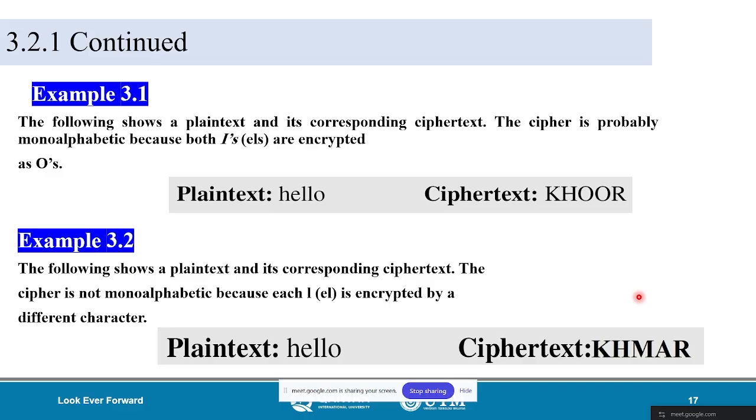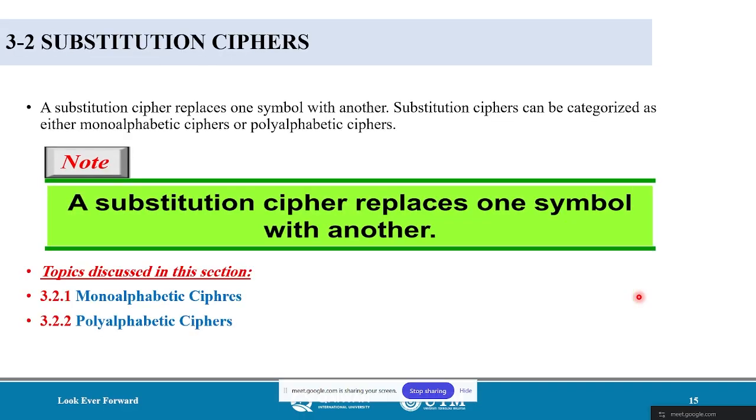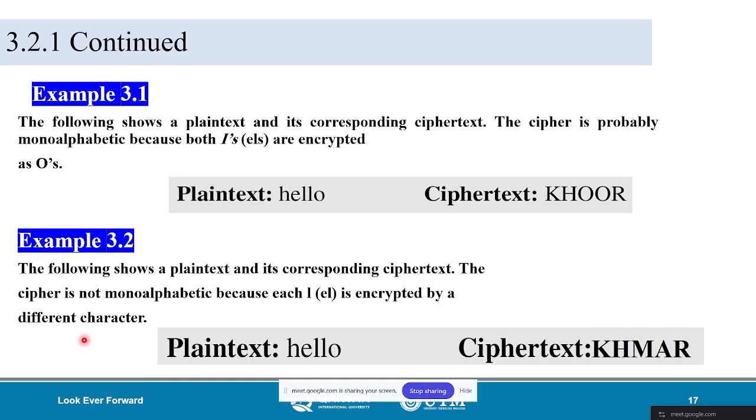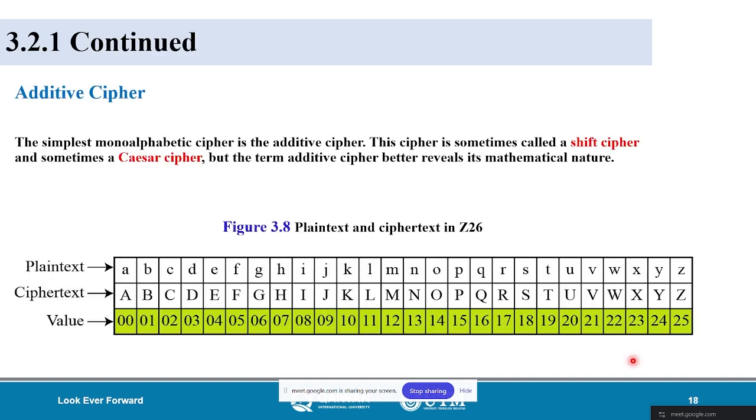Now we have mono and poly alphabetic. So I would say from now on, mono or poly. Now this was mono, this was poly.